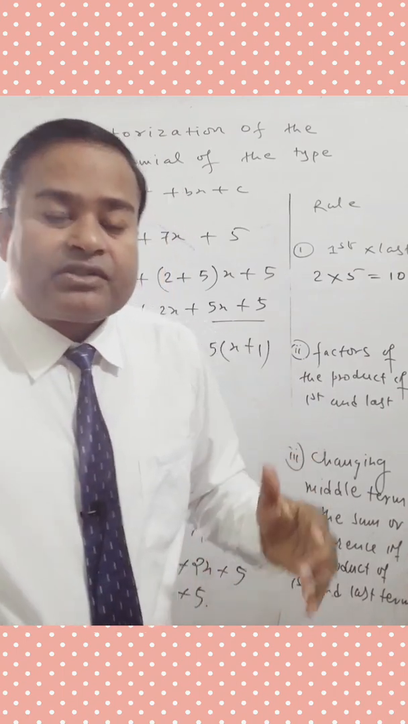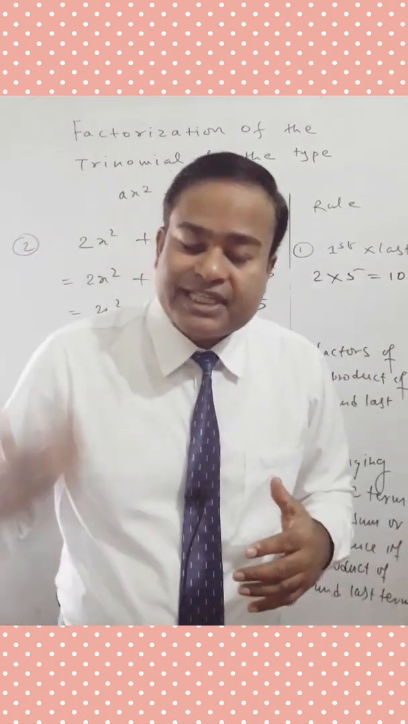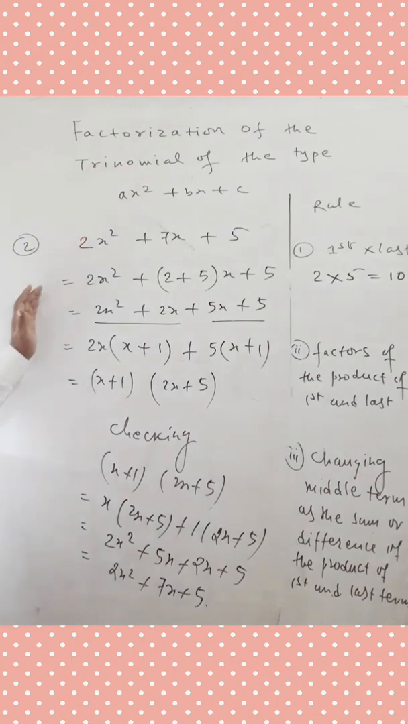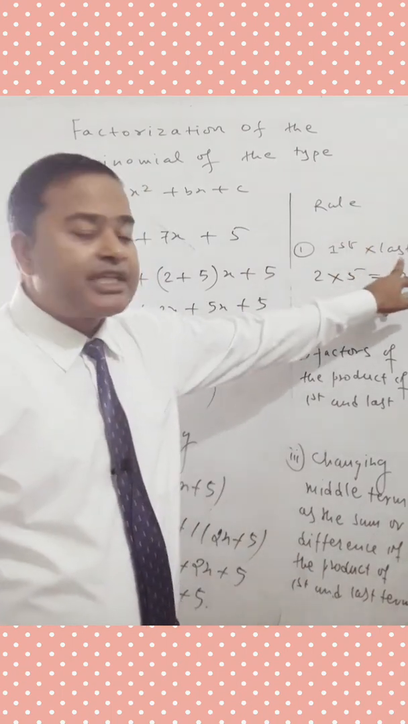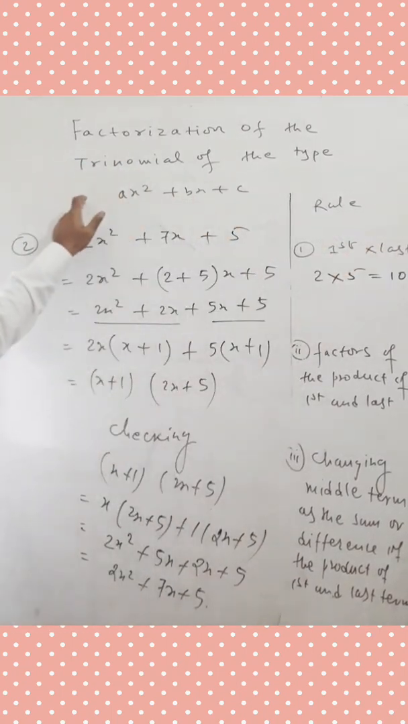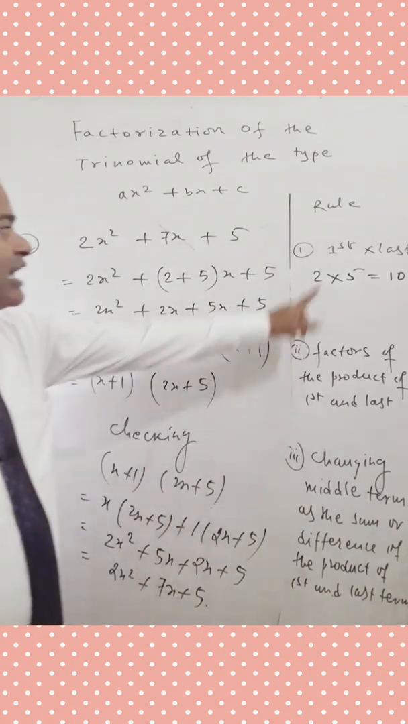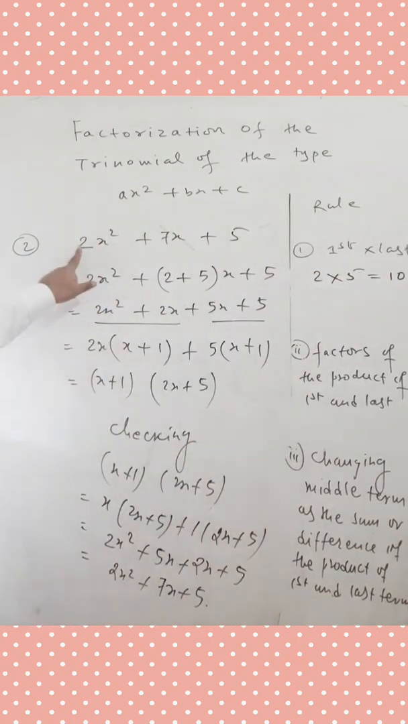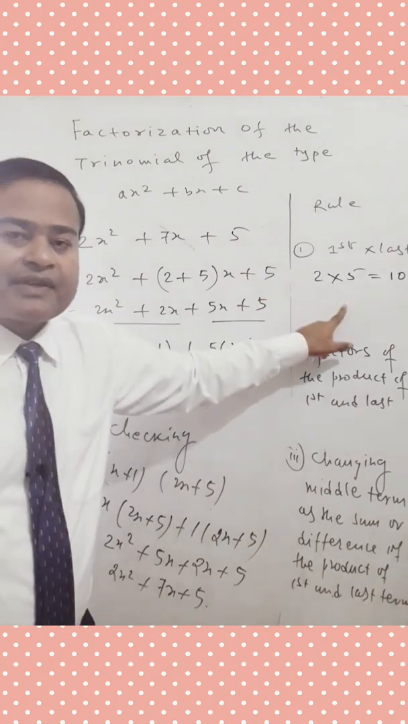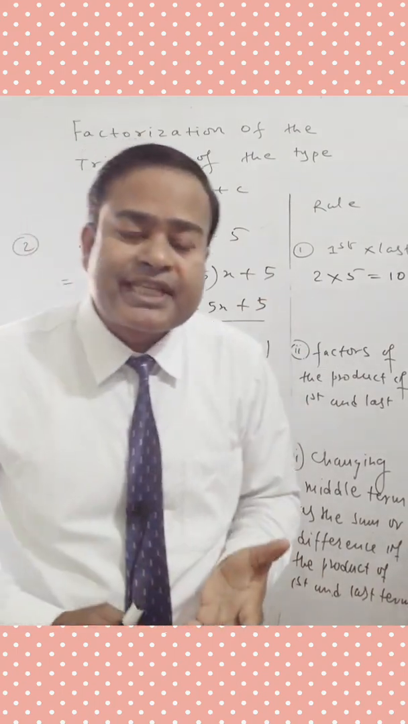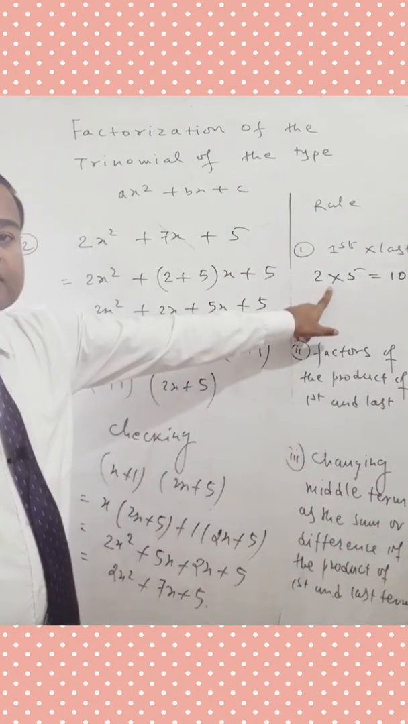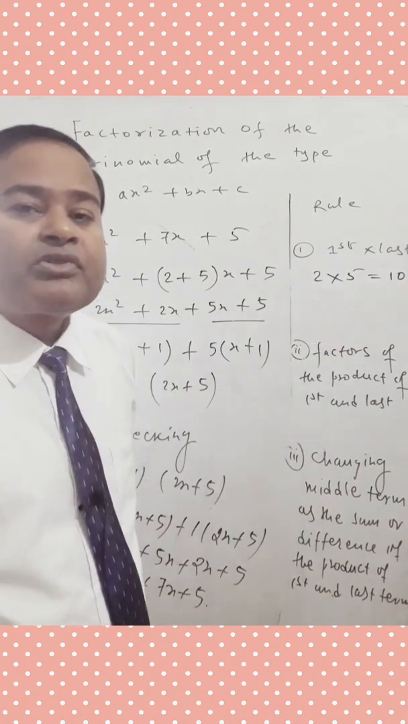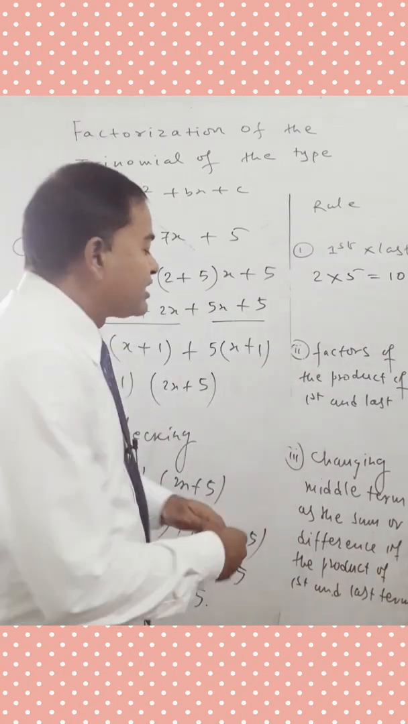So before we end this video, let us review what we have discussed in the second example of factorization of a trinomial of the type ax² plus bx plus c. This means according to the first into last method, at first we have to multiply the first and last number. The first number is 2 and the last number is 5. That means we have to take the product of the first and last number. Then we should find the factors of the product of first and last.